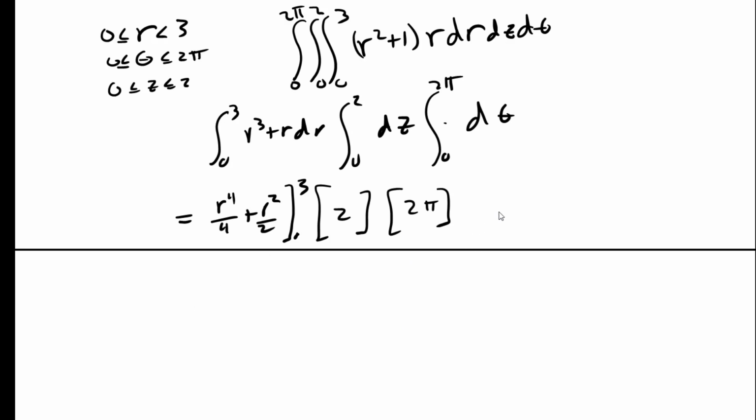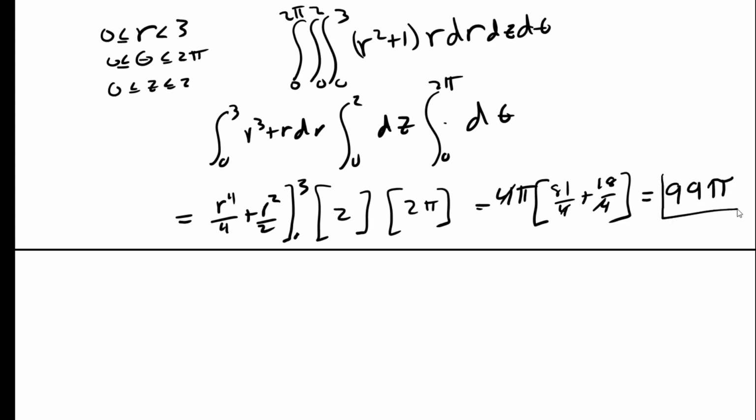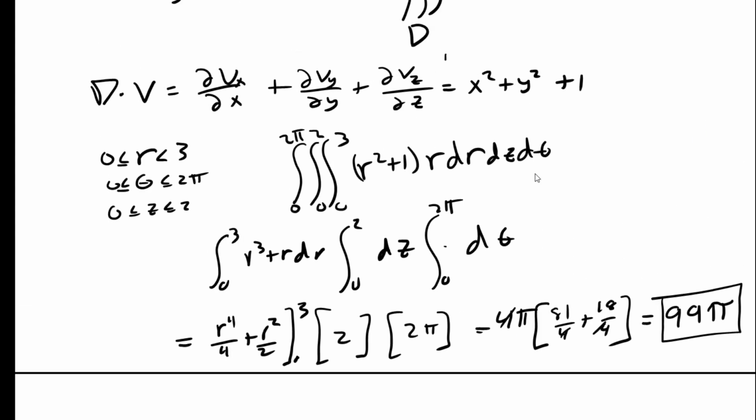That's 4 pi times 3 to the 4 is 81 over 4 plus 9 over 2, which is 18 over 4. So the 4 cancels, and I get 99 pi.